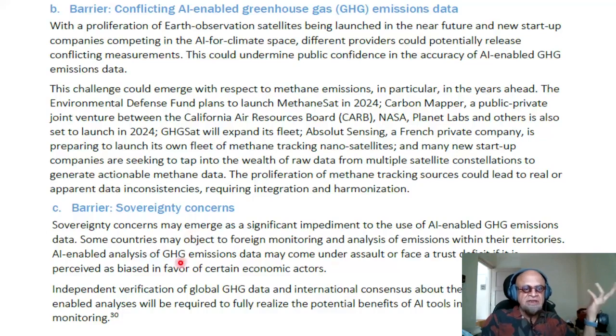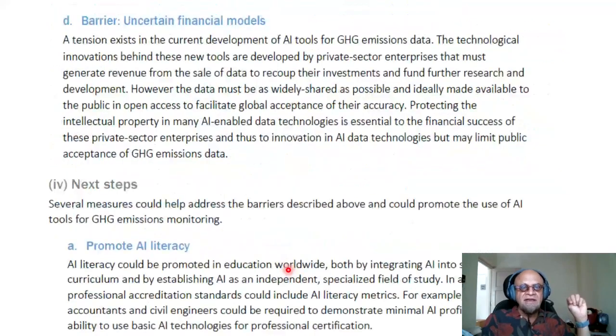Okay, sovereignty concerns about data. We talk about open source data, but who owns it, and how do we make sure that the data is used for benefiting all, and contributors also benefit, and it's not misused, and privacy concerns, all kinds of issues can come from that side.